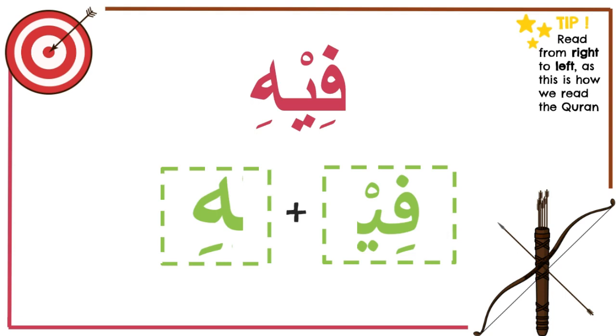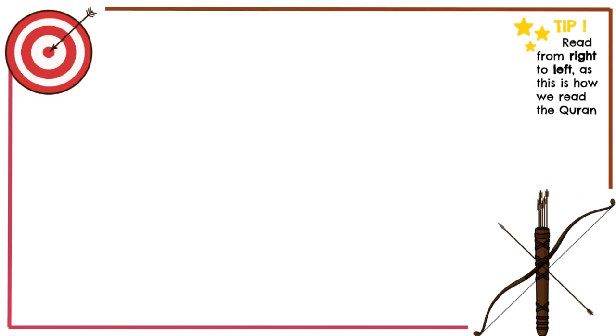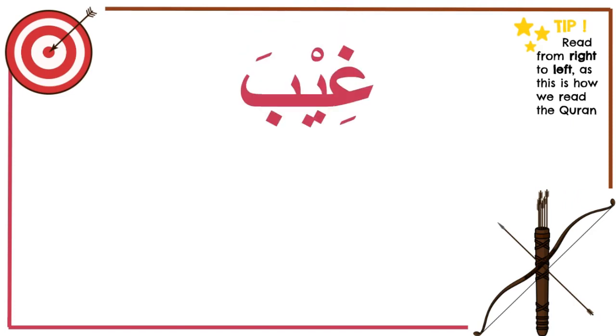Let's try that one more time. F, e, fi, h, e, hi. Fi, hi. Well done. Our second example is a little bit similar.